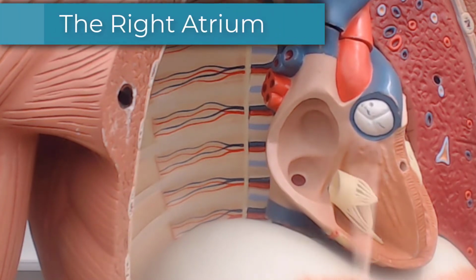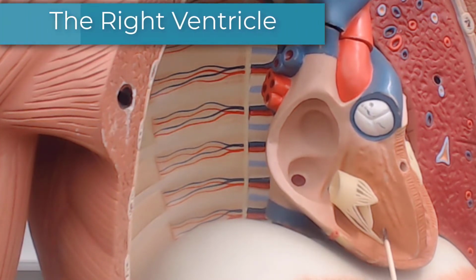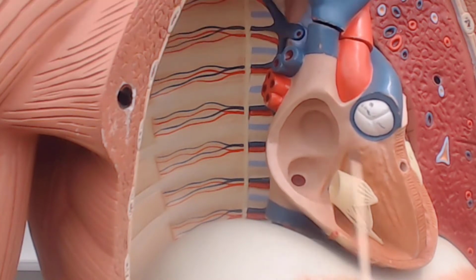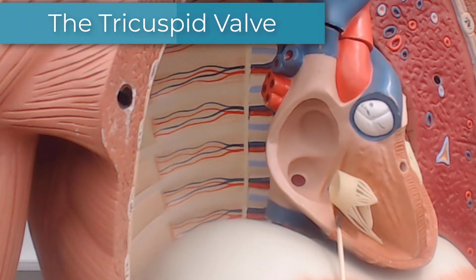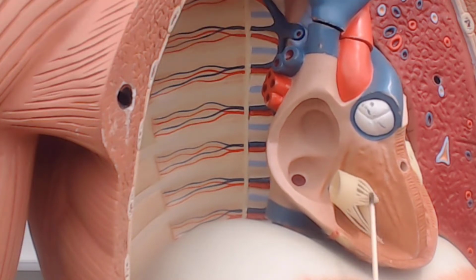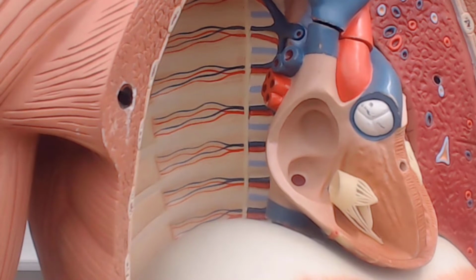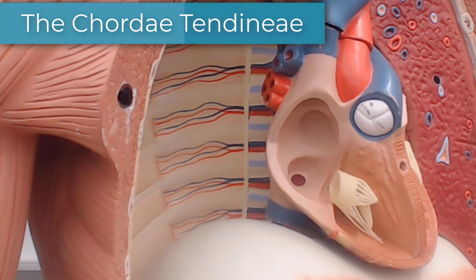Once blood is here at the right atrium, it can then travel into the right ventricle, which is here. It travels from the atrium to the ventricle through the tricuspid valve, which is here. Now the tricuspid valve has these little strings on them. If you guys have ever heard the term, you're pulling on my heartstrings, this is actually where you get that saying from, because we actually do have strings. These strings are called the chordae tendineae.